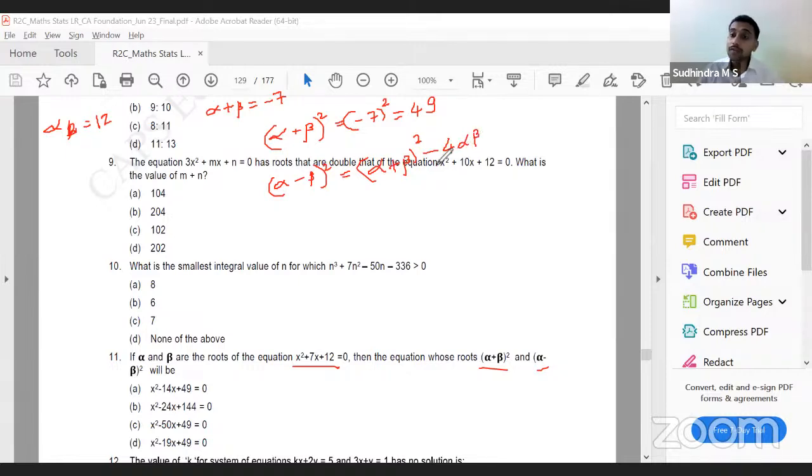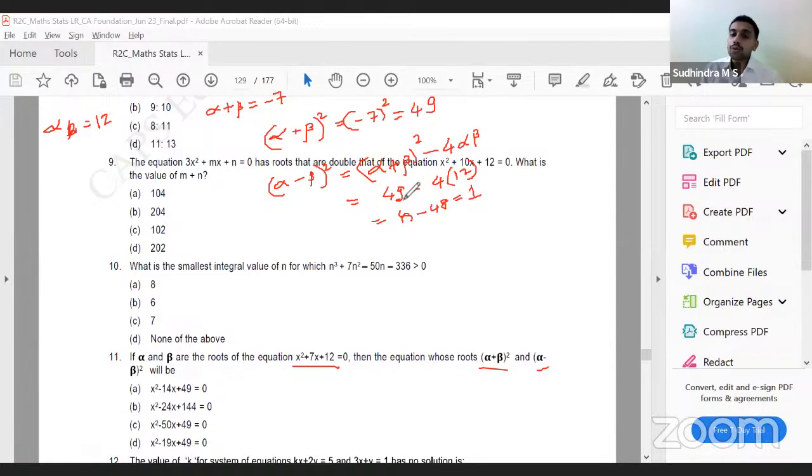Alpha plus beta the whole square minus 4 alpha beta. Everyone? Yes, sir. What is alpha plus beta the whole square? 49. Minus 4 times alpha into beta, what is alpha into beta? 12. So 49 minus 48 is 1. We get alpha minus beta the whole square as 1.